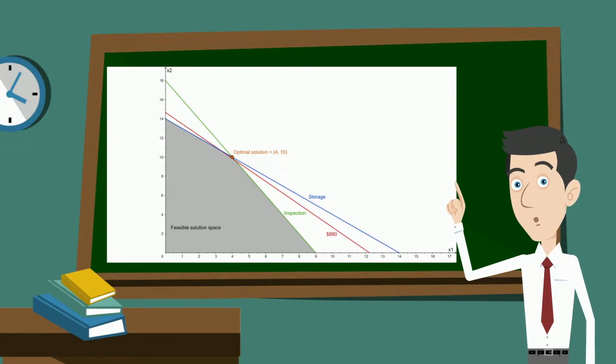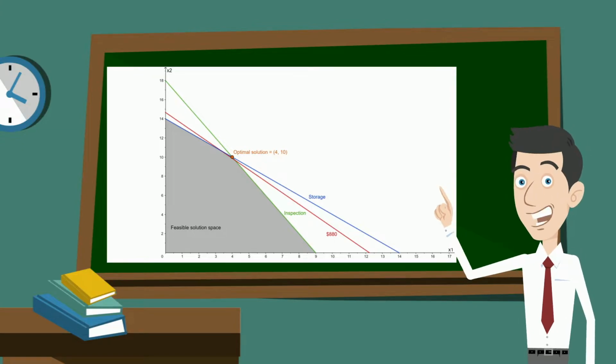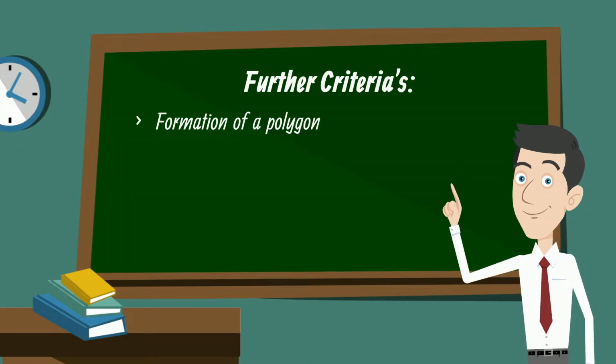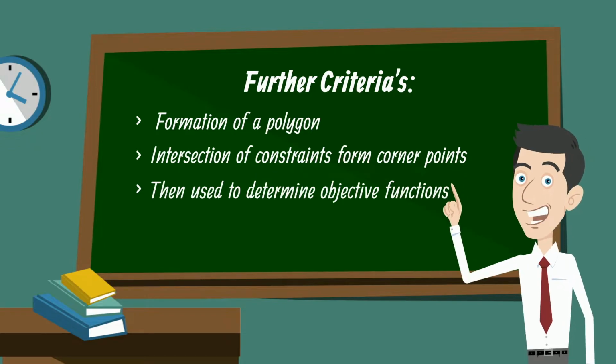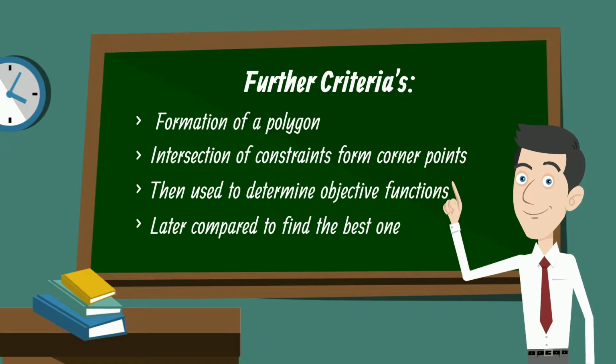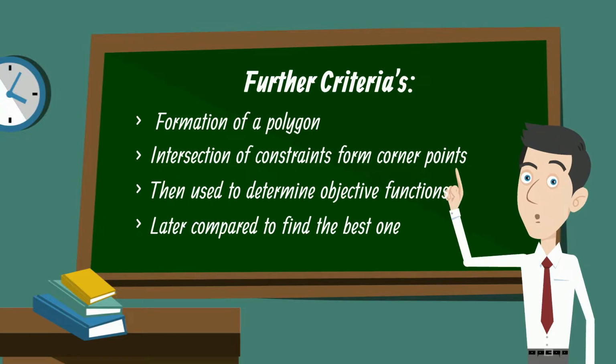In minimization problems, the feasible region is often unbounded. Thus, we draw a level cost line for minimum costs and identify the optimal corner point solution. The optimum solution would then be at the intersection of inspection and storage boundary. Feasible solution spaces often form a polygon with the intersections of constraints forming corner points. Coordinates of corner points can be computed to determine the objective functions at the points. One can then compare the different functions derived from the points to achieve the best one, meaning a maximum or minimum value for an optimal corner point.